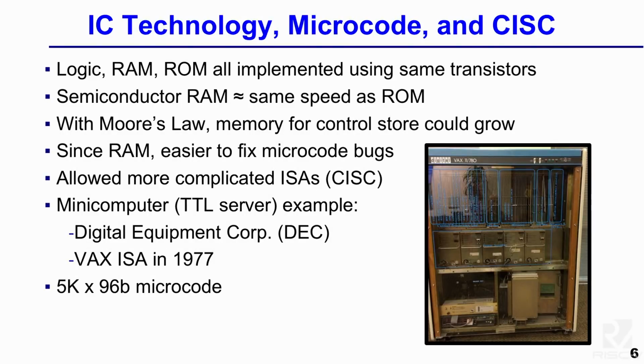Let's go a few hundred miles north to Boston and talk about minicomputers. Now everything's done in transistors, logic, RAM and ROM, and RAM is about the same speed as ROM. Moore's law applies, so control store could get bigger, and since it was RAM, you could fix bugs a lot easier than if it was ROM, which enabled much more complicated instruction sets with a bigger memory and alterable. And the classic example is the DEC VAX 11/780, which had a lot of microcode, very wide.